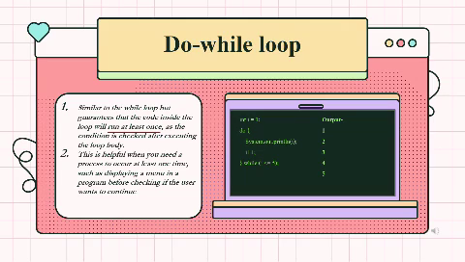This loop is helpful when you need a process to occur at least one time, such as displaying a menu in a program before checking if the user wants to continue or not. So, this is a do while loop.